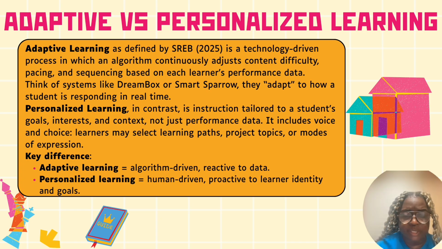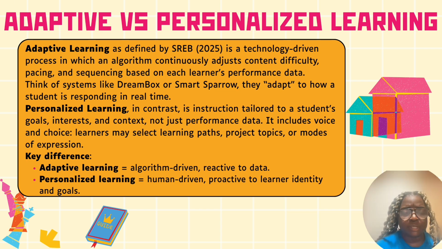Personalized learning, in contrast, is instruction tailored to a student's goals, interests, and context, not just performance data. It includes voice and choice. Learners may select learning paths, project topics, and modes of expression. Key difference: adaptive learning is algorithm-driven, reactive to data. Personalized learning is human-driven, proactive to learner identity and goals.